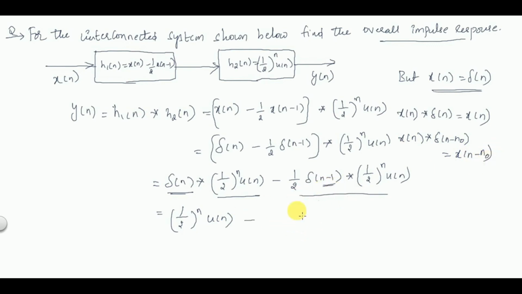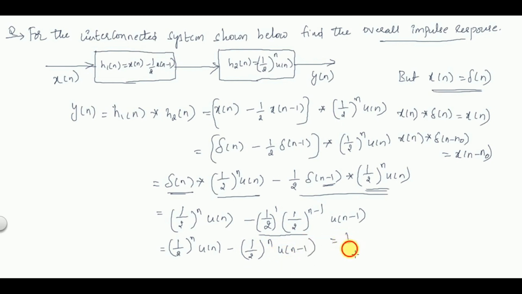So the n naught value is 1, and 1 by 2 is a constant, so just substitute n with n minus 1. So x of n minus n naught will be (1 by 2) whole power n minus 1 into u of n minus 1. Now, this is of the form a power m into a power m plus n, so n minus 1 plus 1, the minus 1 and plus 1 get cancelled, and you'll get (1 by 2) whole power n into u of n minus 1.